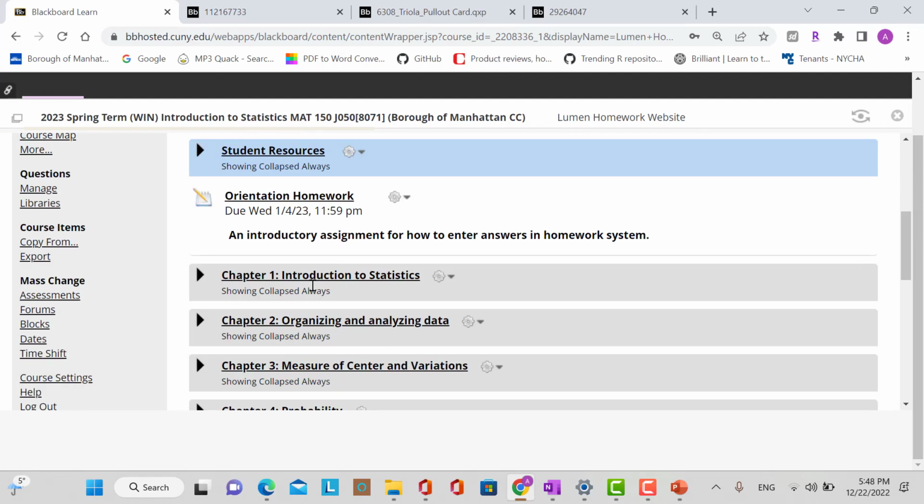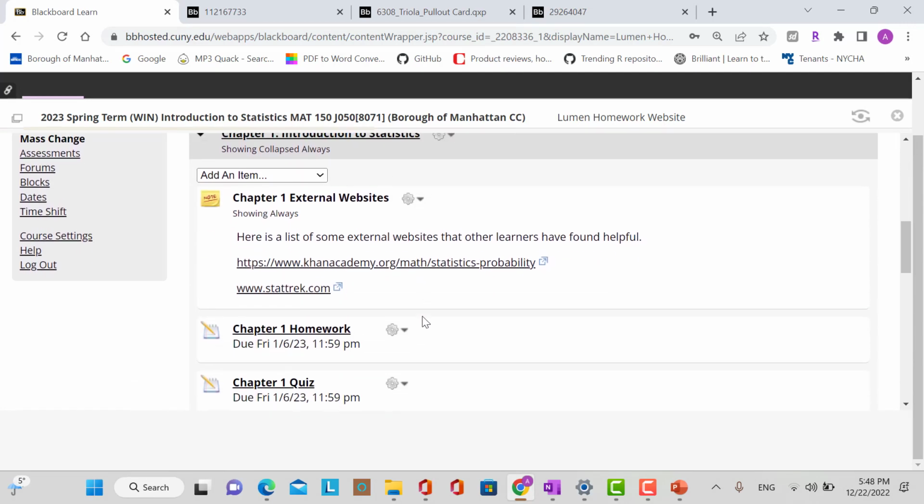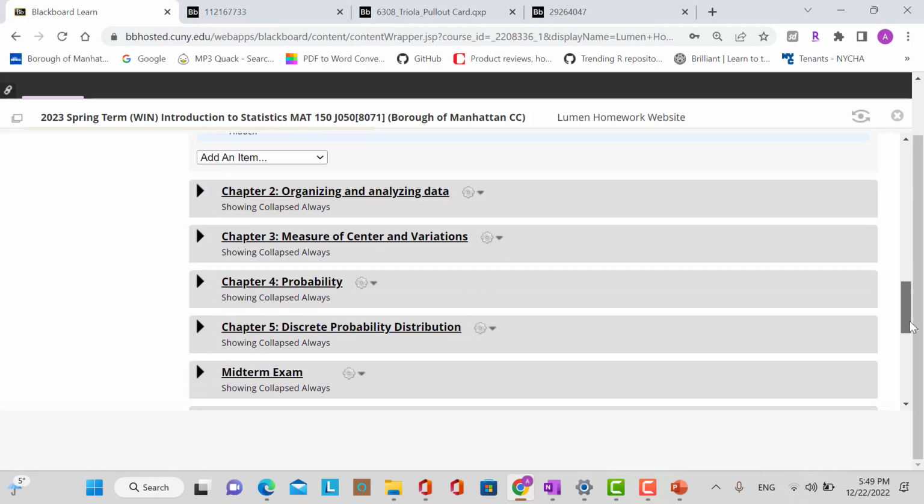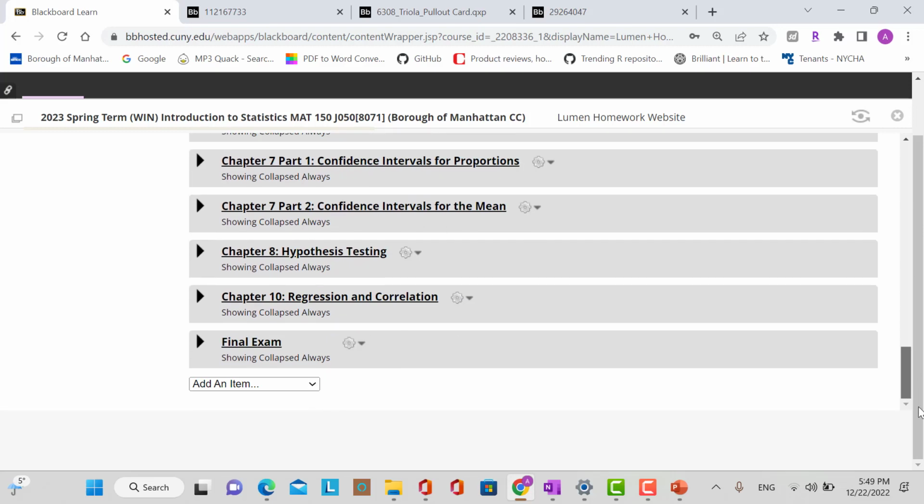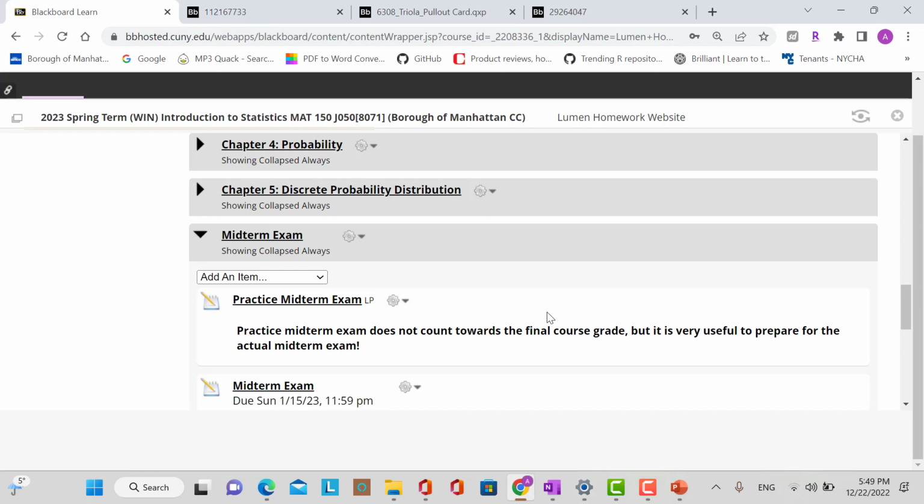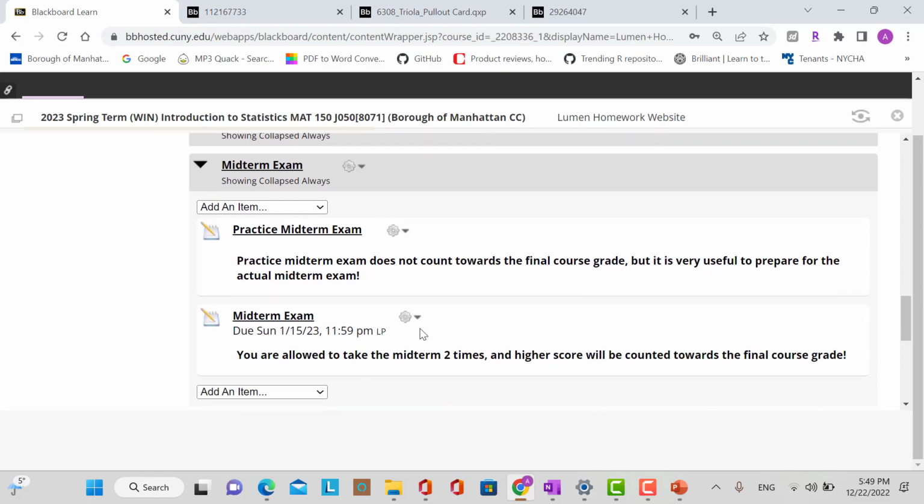Also the homework, you can try pretty much 50 times. I highly doubt anybody will try 50 times, but theoretically you can, and only the high score will be counted for all the homework and quizzes. And as I mentioned in the other video, for the midterm and final, you have 2 trials, and the highest score will be counted towards the final course grade.